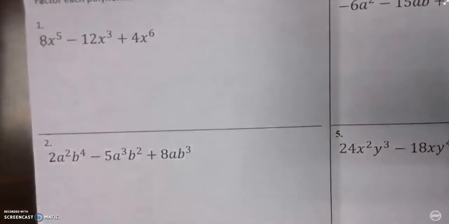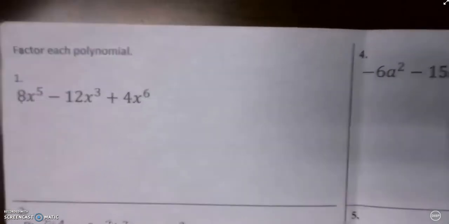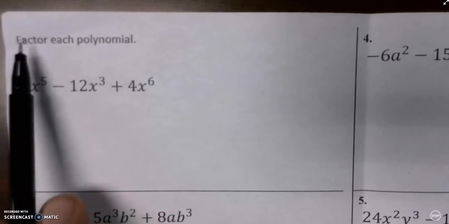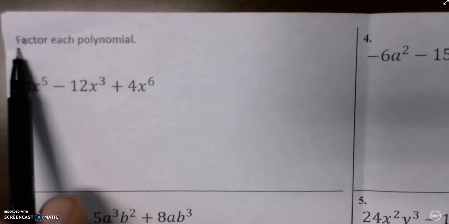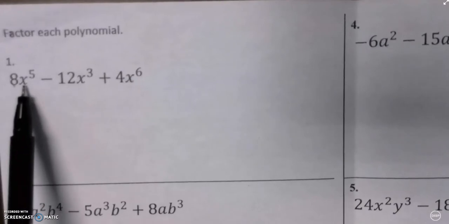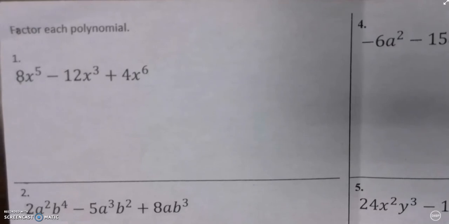So Panthers, we'll take turns. I'll do one, and then I'll ask you to try one on your own. This first example, the instructions for each example will say factor each polynomial. I want to factor 8x to the 5th minus 12x cubed plus 4x to the 6th.